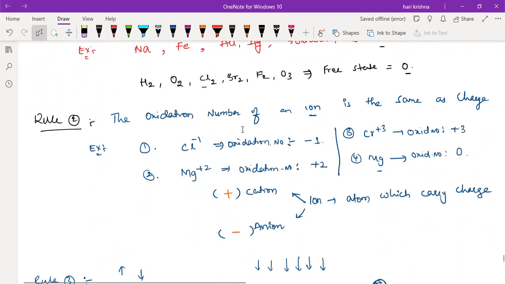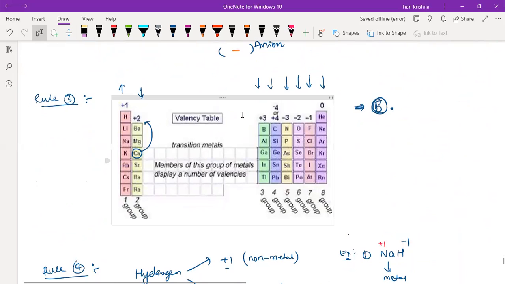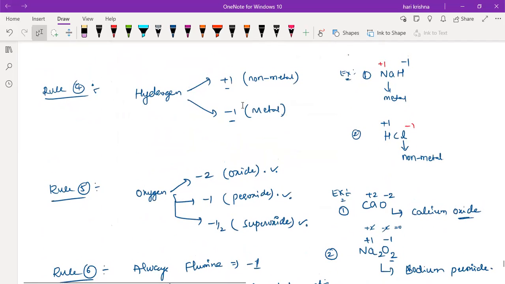Next one, the oxidation number of an ion is same as the charge. Rule number 3, a particular group always will show a particular valency only, like group 1 will always show +1, group 2 always +2, group 3 always +3, group 4 always +4, and groups 5, 6, 7, 8 will show -3, -2, -1, 0. Rule number 4, hydrogen will show +1 with the non-metals and -1 with the metals.